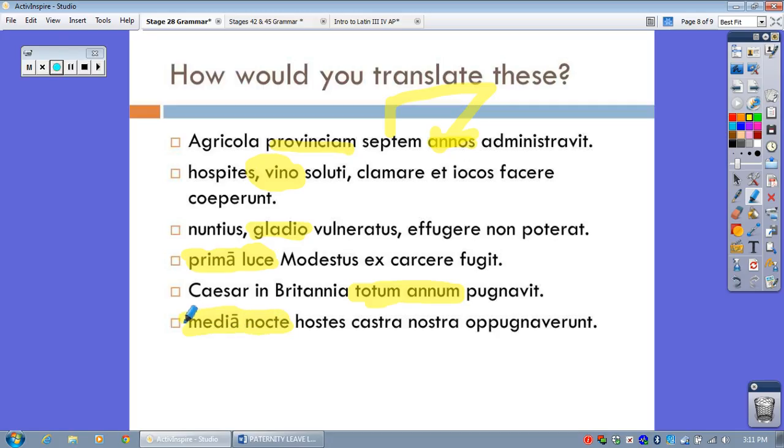The night. Words dealing with time, in the ablative case, ablative time at which. Could you say at the middle of the night? Sure. Probably in the middle of the night works a little bit better in English. In the middle of the night, the enemies attacked nostra castra, our camp.